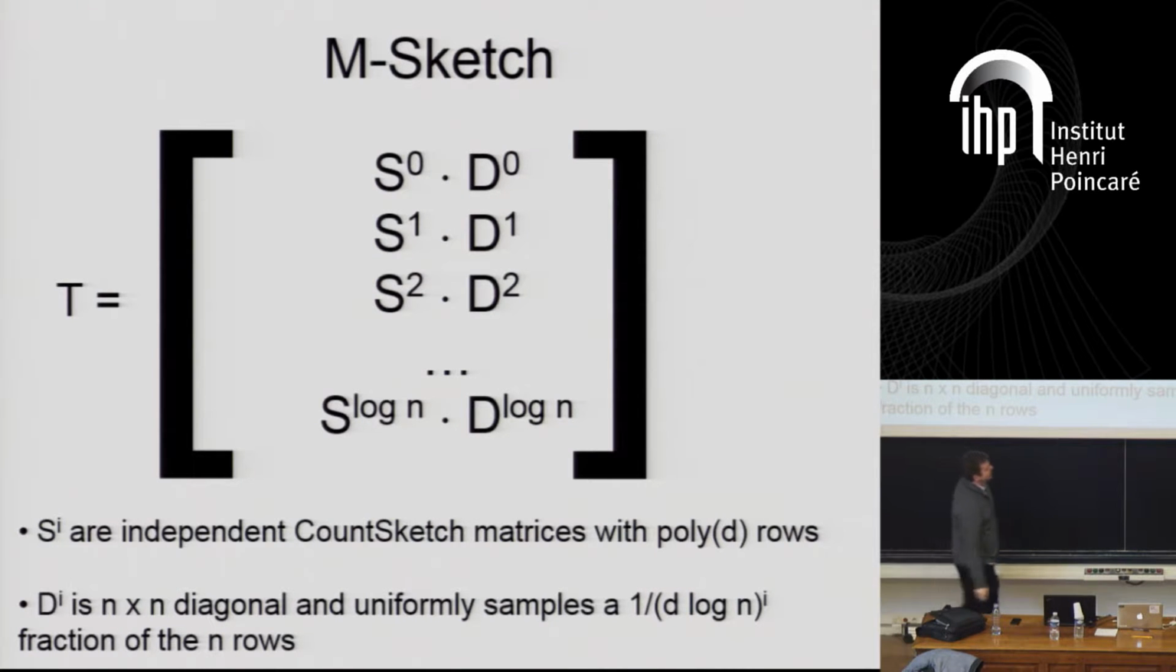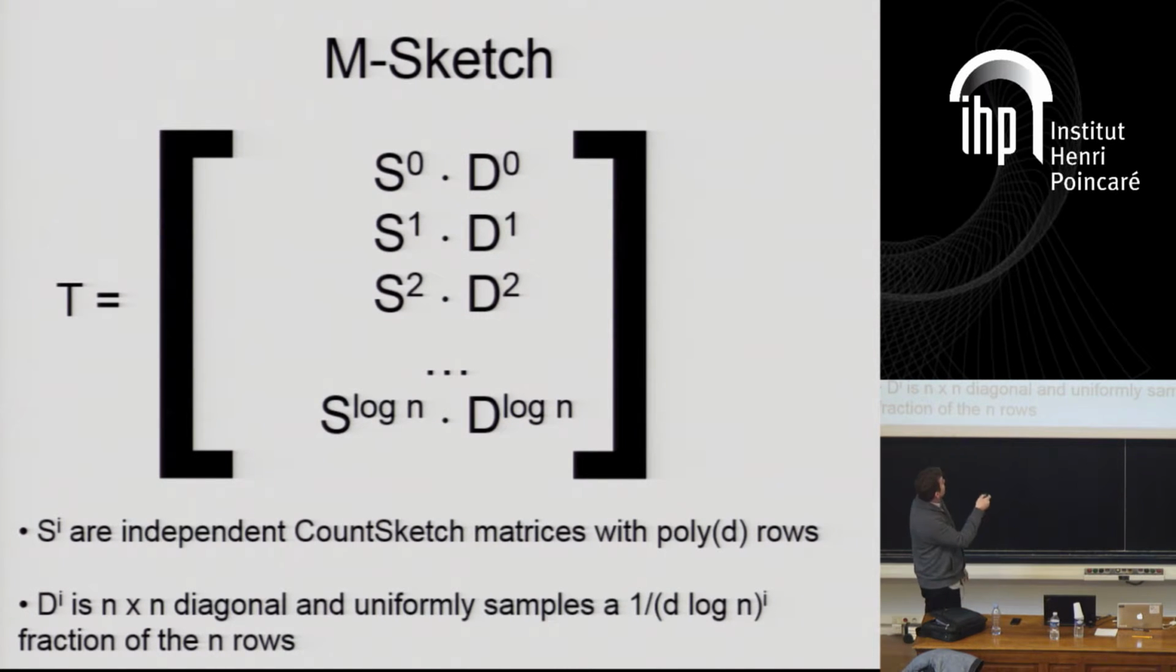On the diagonal it has zeros and ones, and the ith diagonal matrix has roughly a 1 over (d log n) to the i fraction of ones. So D0 is the identity matrix. D1 is sampling a 1 over d log n fraction of the n coordinates. Those correspond to the ones on the diagonal, and the zeros correspond to the things you don't sample.